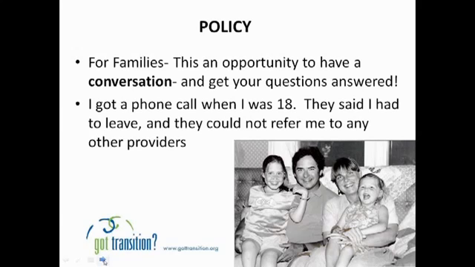Yeah, and for me, it was very much a similar situation. I had been going to the same provider since we moved to Maine when I was about 5, and my parents had a very close relationship with them. I was comfortable with them, and then when I was 18, we were simply told I wasn't able to go there anymore, and they could not refer me to any other providers.